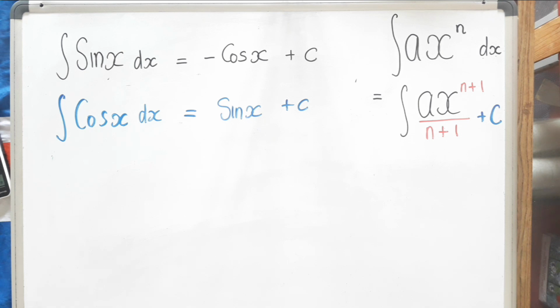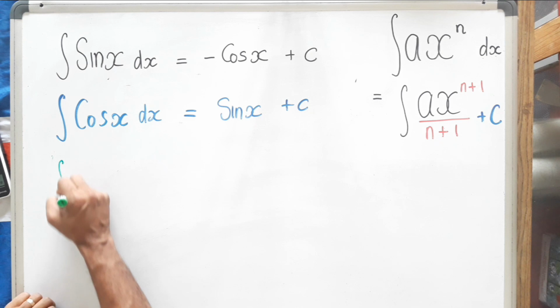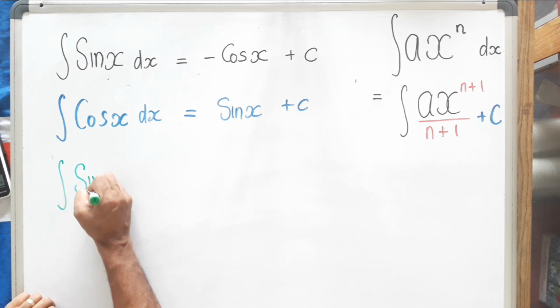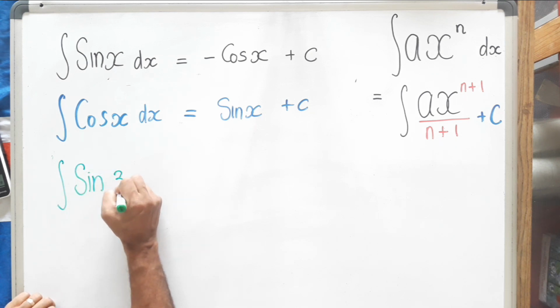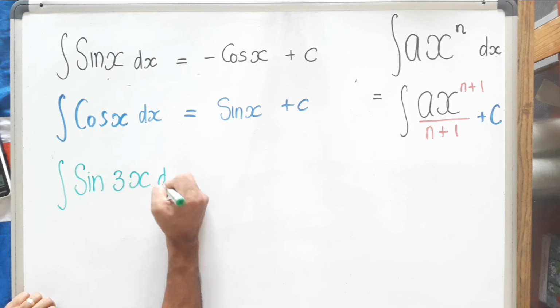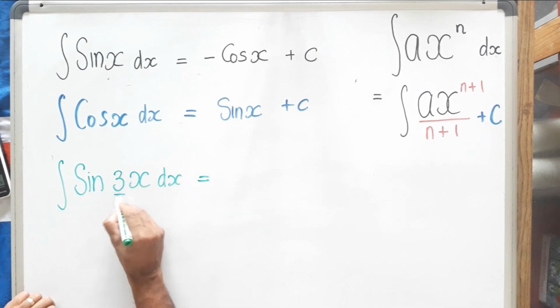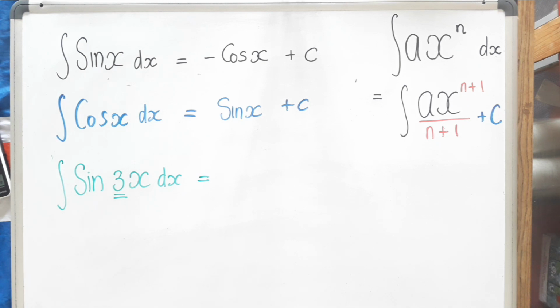It's very easy to confuse. So let's try something harder now. Let's say I want you to integrate sine 3x, and I put my little dx here. You notice there's a number here now. Over here there already wasn't a number. It was just plain old x.